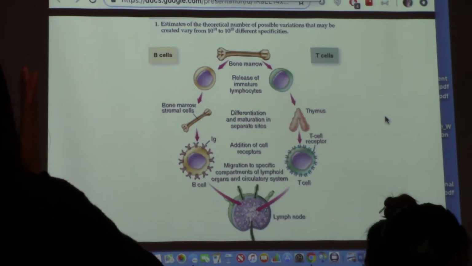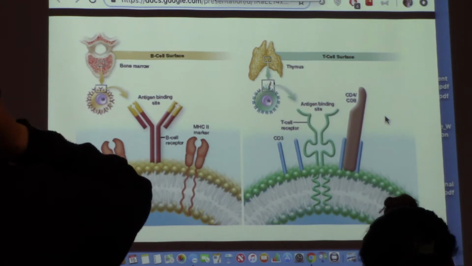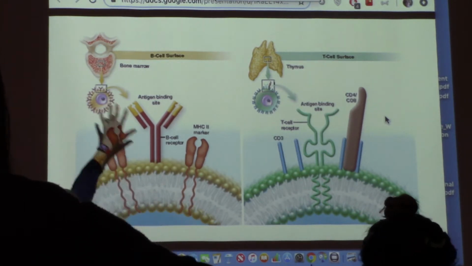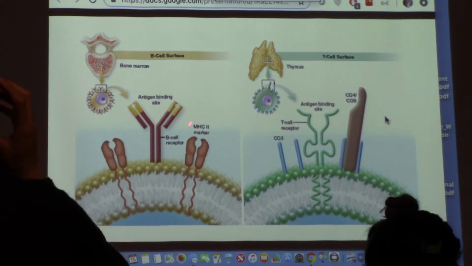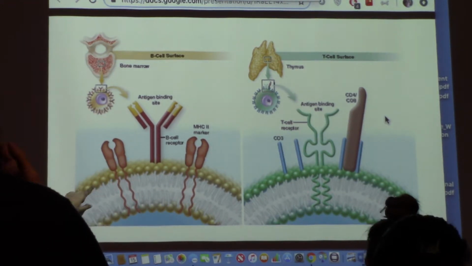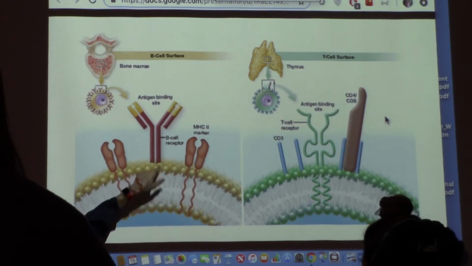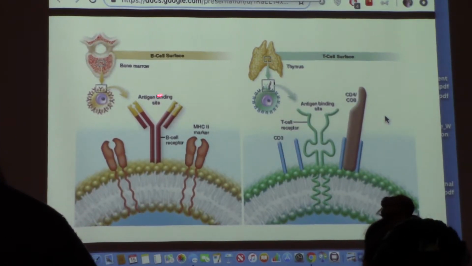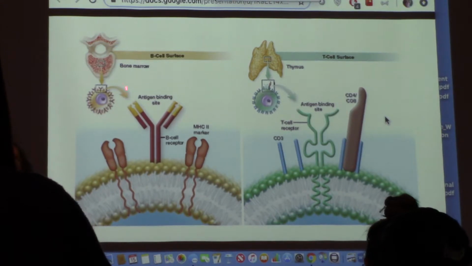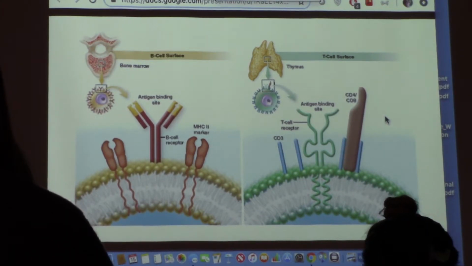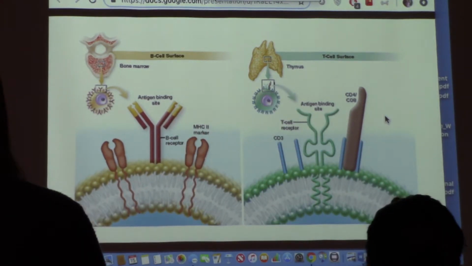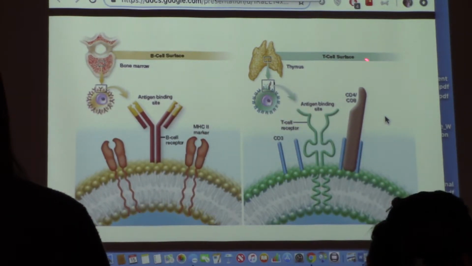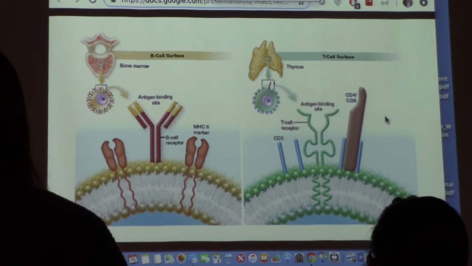Okay? So this is just the surface of a B cell. Remember, this is happening in the bone marrow. This is the surface of a T cell. And what I really just want you to see here is this is the IgD, or the B cell receptor, and it's attached to the membrane at this stage, and it's binding. It has binding sites for pathogens or anything that's not self. And by the same token, a T cell receptor also has binding sites for anything that's non-self as well.